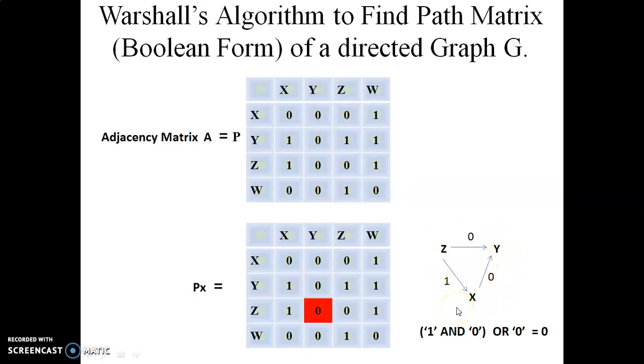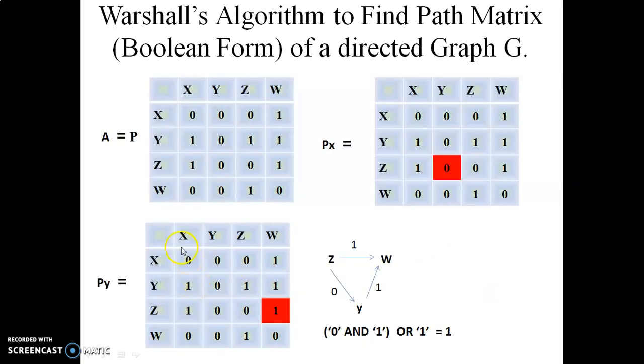Now to calculate the Boolean value, we AND these two index values, 1 and 0, and OR with this 0. So the final value will be equal to 0. So this 0 we write over here. So this is the procedure to obtain all these index values of P of x. Now once you obtain this P of x, the next intermediate matrix is P of y.